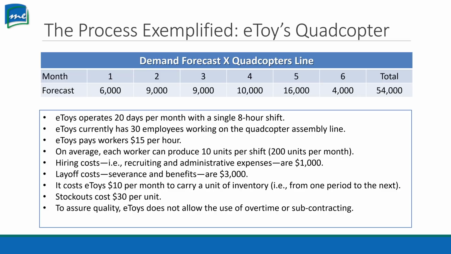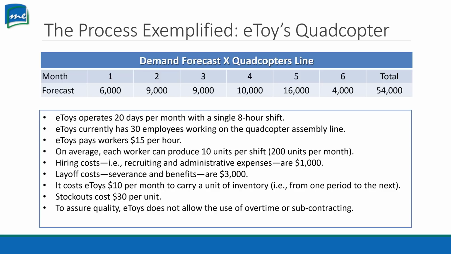It costs eToys $10 per month to carry a unit of inventory. This is them having it in their warehouse, not doing anything, just sitting there. Stockouts cost $30 per unit. This is when they don't have any, they lose a $30 sale essentially. To assure quality, eToys does not allow the use of overtime or subcontracting. So that makes things easier. We don't have to factor in overtime or subcontractors.